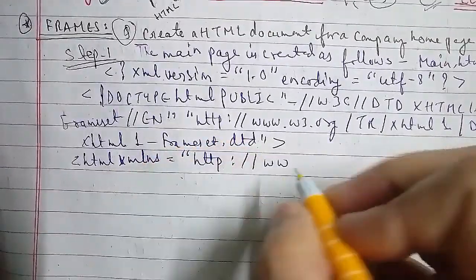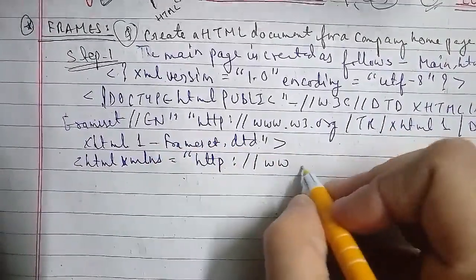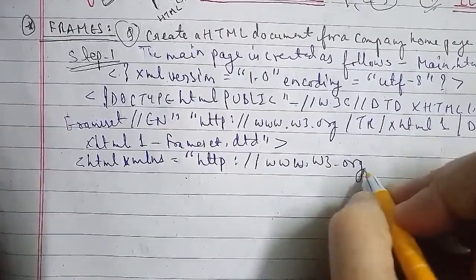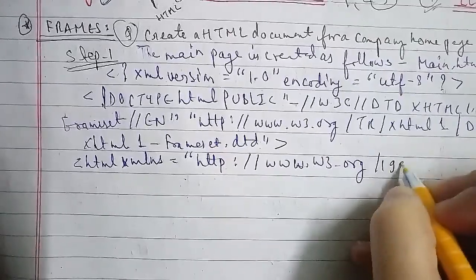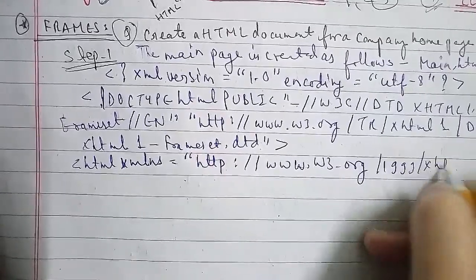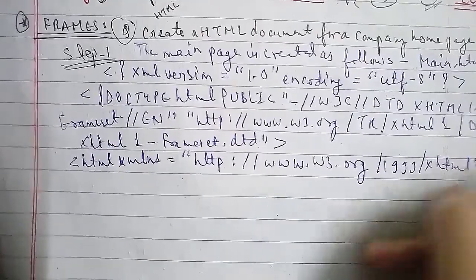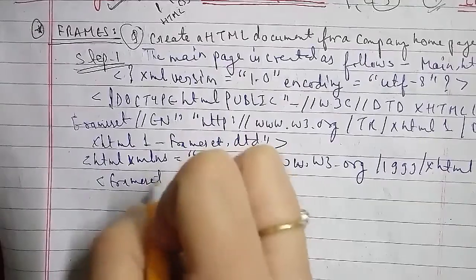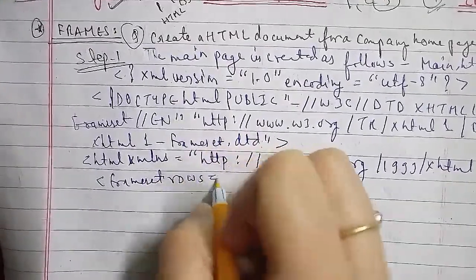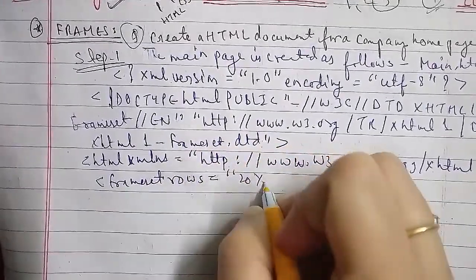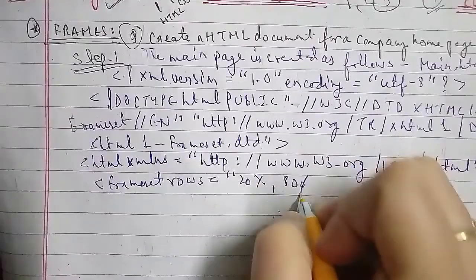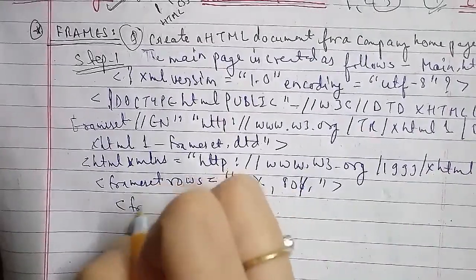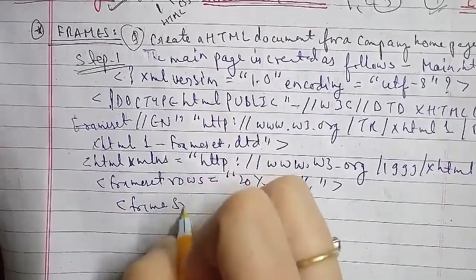Then we will set the frame set. So we will have a frameset rows equals to 20% and 80%. Okay, then frame src equals to logo.html, then frameset cols equals to 30%, 70%.